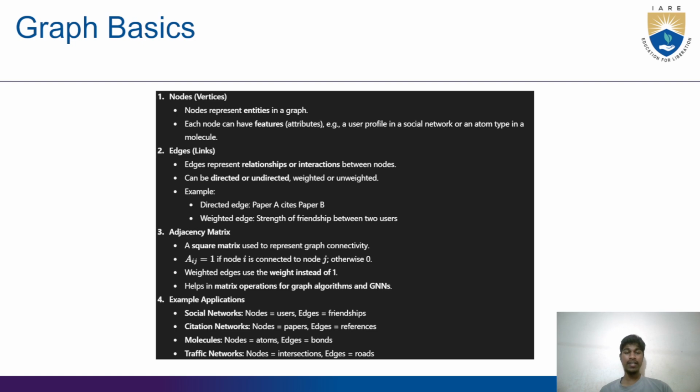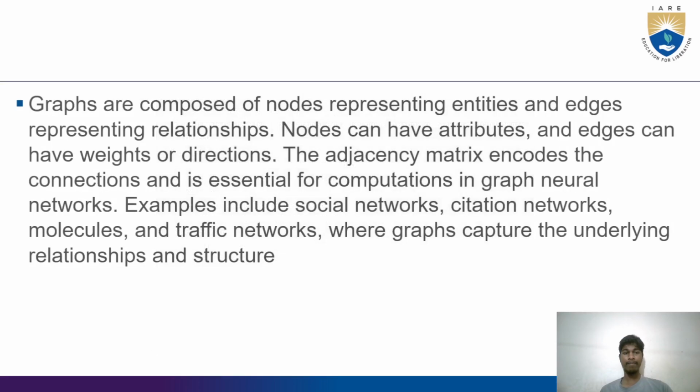Adjacency matrix: a square matrix used to represent graph connectivity. Aij is equal to 1 if node i is connected to node j, otherwise 0. A weighted edge uses the weight instead of 1. It helps in matrix operations for graph algorithms and GNNs. The example applications are social networks, citation networks, molecules, and traffic networks.